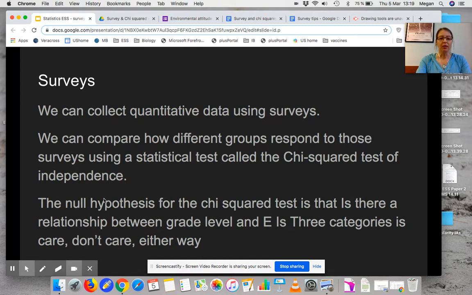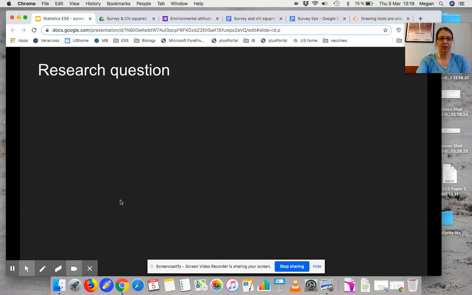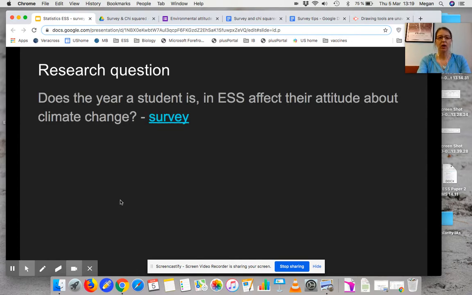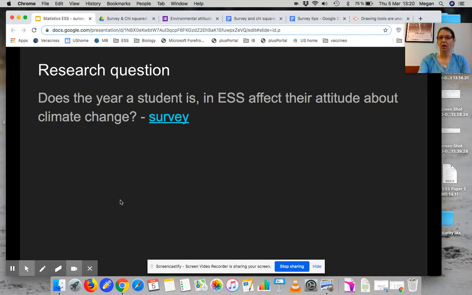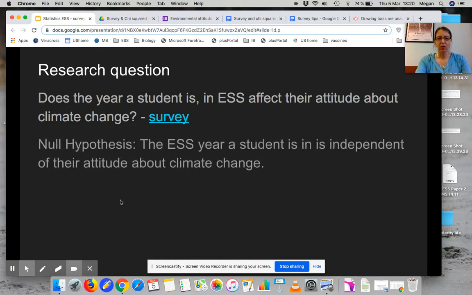So, in general, here is an example of our research question that we're going to go over today. Does the year a student is in ESS affect their attitude about climate change? We're going to compare 11th grade students and 12th grade students who are taking ESS to see if they have differing attitudes about climate change. The groups could be a number of different things. You could be comparing vegetarians to vegans, or vegetarians, vegans, and omnivores. You could be comparing males to females, whatever that may be.